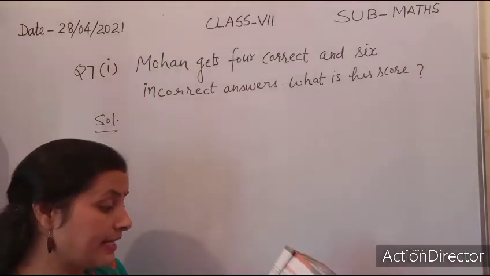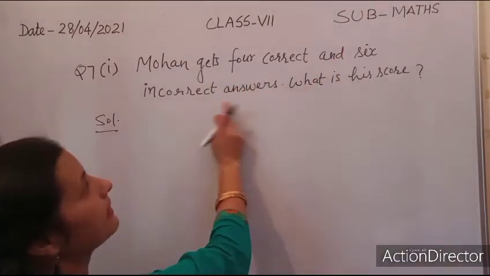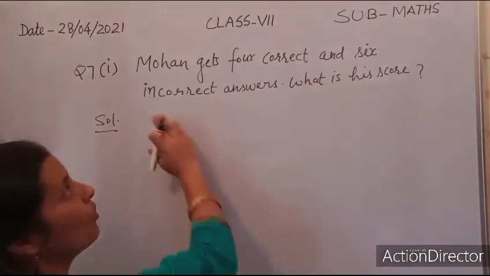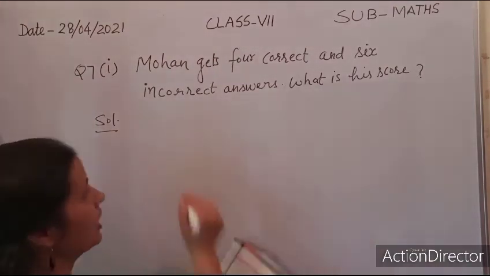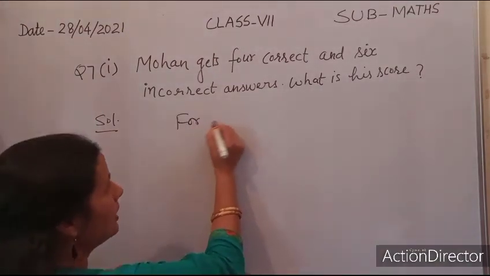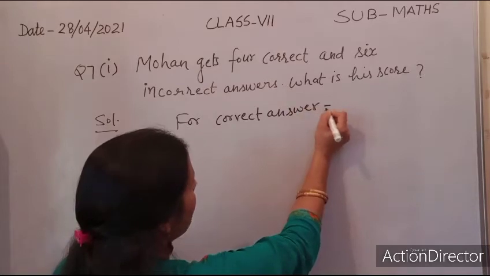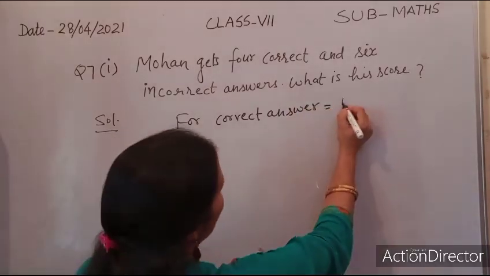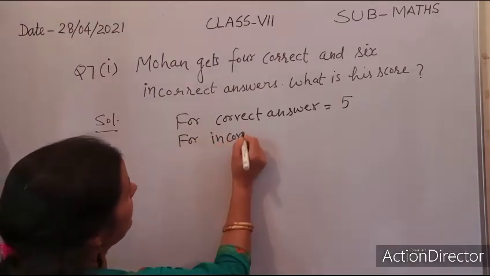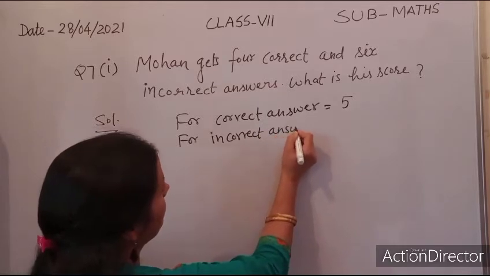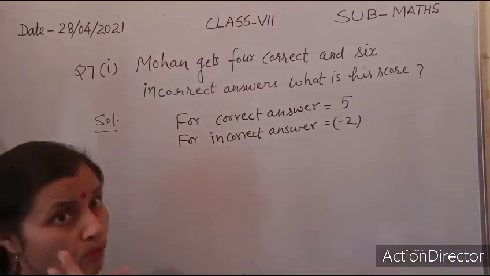Here, 3 names are given. First, Mohan gets 4 correct and 6 incorrect answers. What is his score? As per the question, for a correct answer, how many marks are given? 5 marks. For an incorrect answer, how many marks are deducted? Minus 2. This is the perspective of one question.